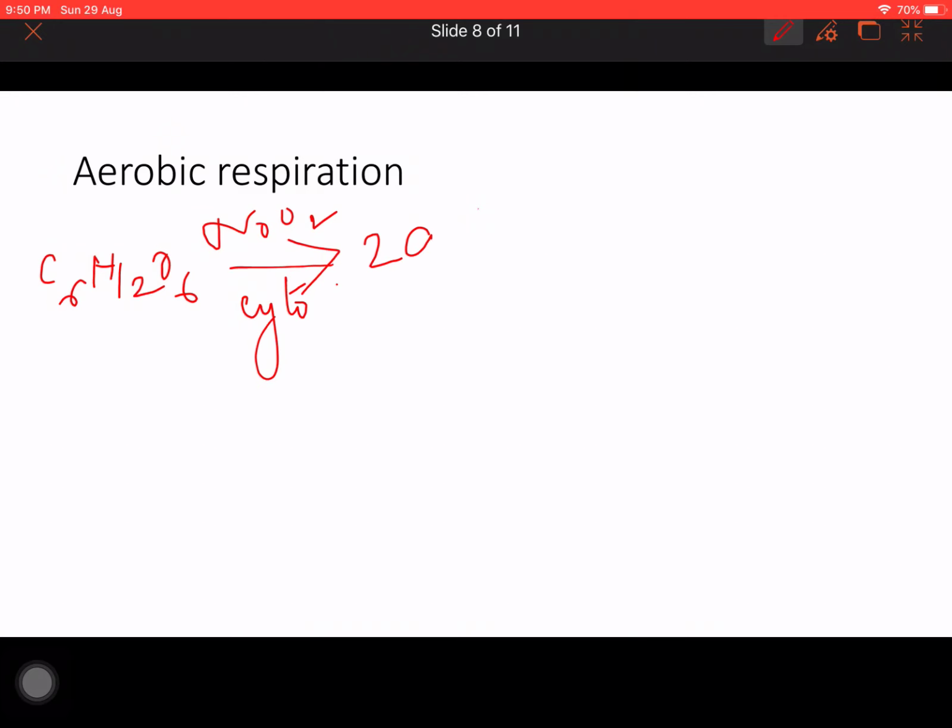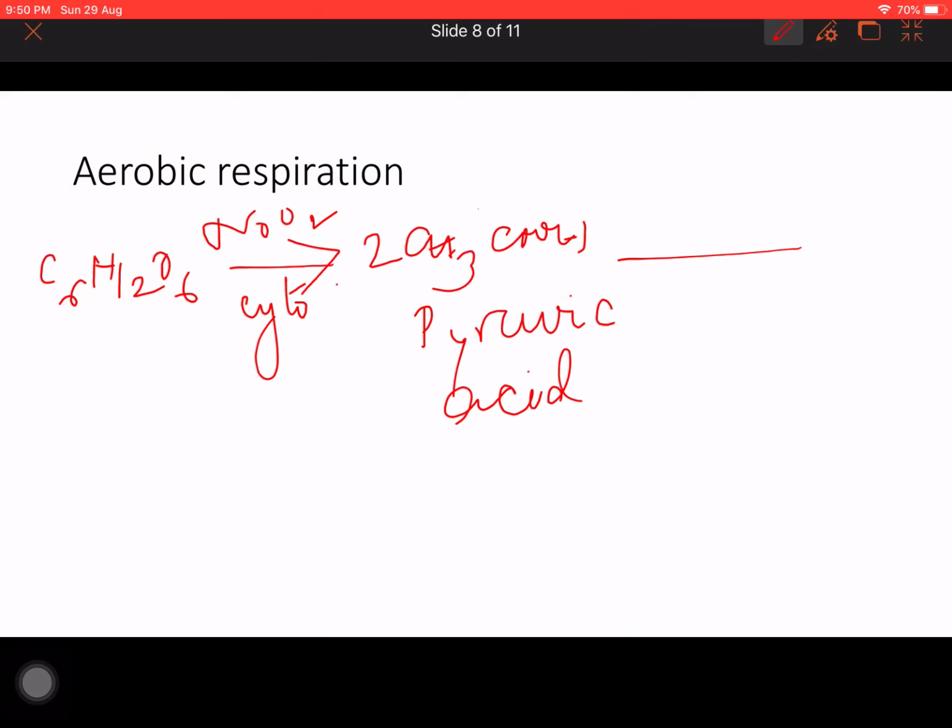There were 2 molecules of pyruvic acid, CH3COCOOH. So pyruvic acid was formed here, and that entered the Krebs cycle in mitochondria. That Krebs cycle happens only in the presence of 6 molecules of oxygen. So this is the Krebs cycle, and it is happening in mitochondria.